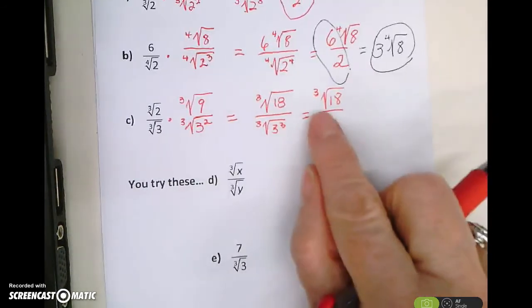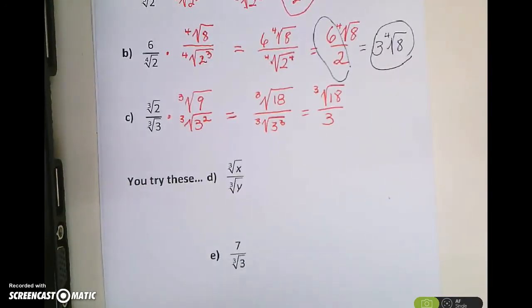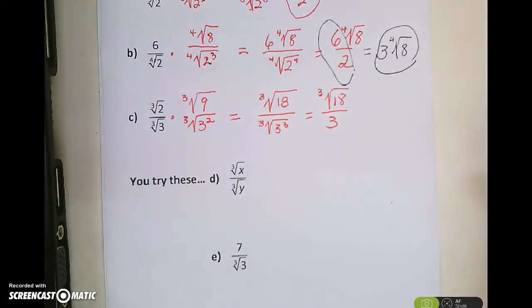All right, so run through. You might just run through your perfect cubes, which are 8. 3 cubed is 27. Nothing goes into that. And so this is my answer.